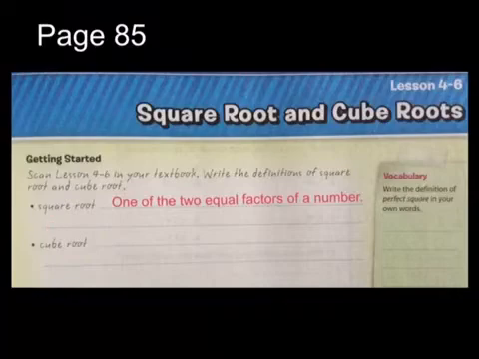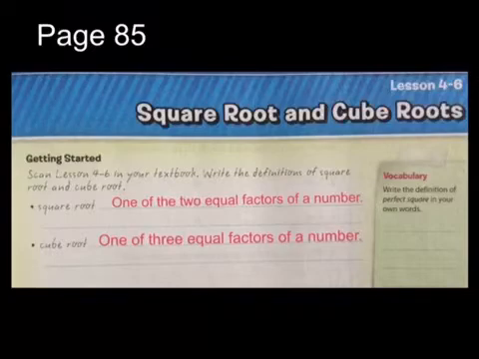A square root is one of the two equal factors of a number. Please copy this down exactly as you see it. And a cube root is one of three equal factors of a number. So clearly square means two equal factors and cube means three equal factors.